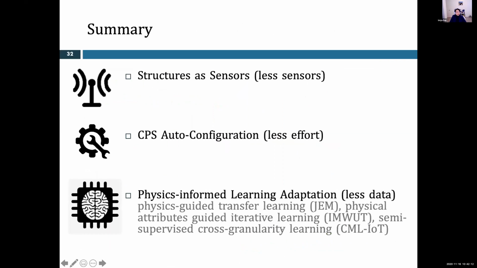Other than the physical attributes guided iterative learning, we further explored other learning algorithms. For example, the physics guided transfer learning to handle the structural variation, and the semi-supervised cross-granularity learning to handle the different granularity of the labels. That's what we did to try to use less labeled data to still acquire more information, or high accuracy of information, in the device-free human sensing.